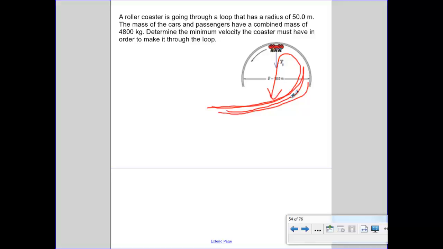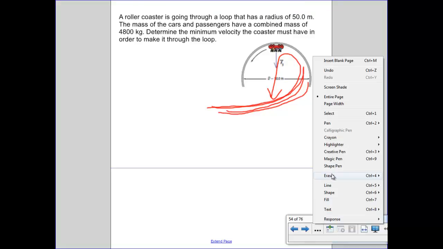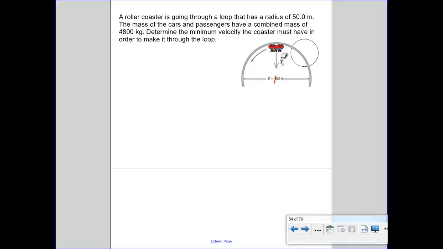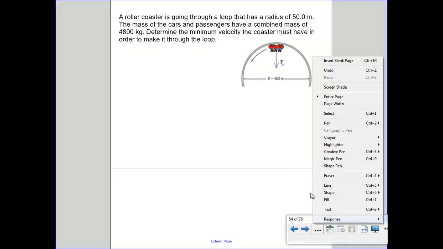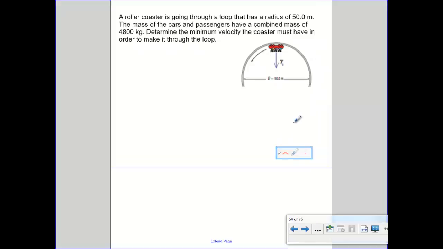Nicole: Would the 50 be the radius or the diameter? No, because I said the radius of 50 here. Did I do the diagram wrong? Yeah, it says diameter. Sorry. Let's go with 50 as the radius here. Thank you. Change this to 100 for diameter.